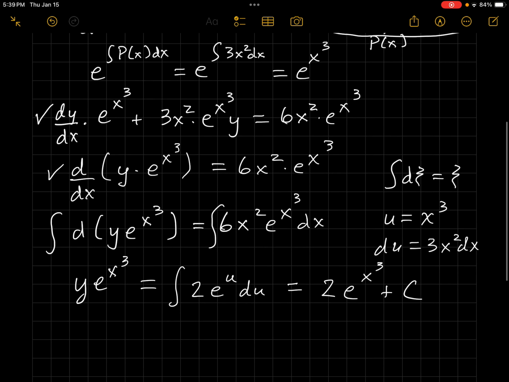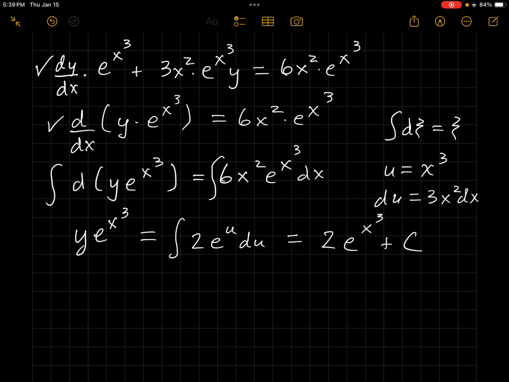One more step. We need to get the y alone, so we'll divide both sides by e to the x cubed, or multiply both sides by e to the negative x cubed, which gives us y equals 2 plus c e to the negative x cubed.